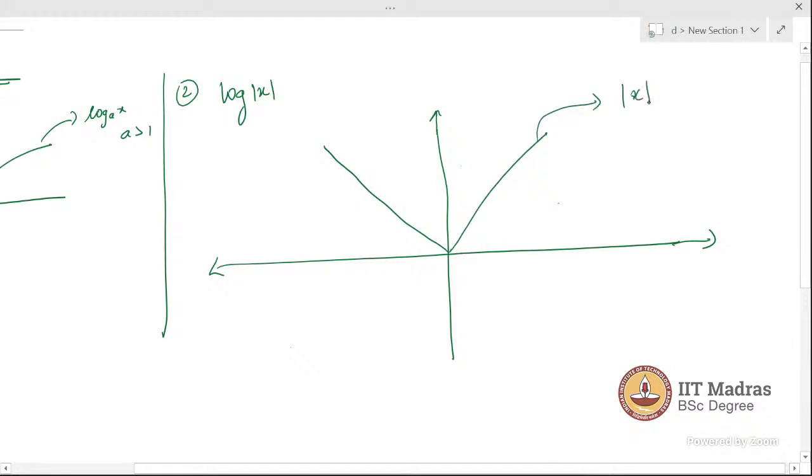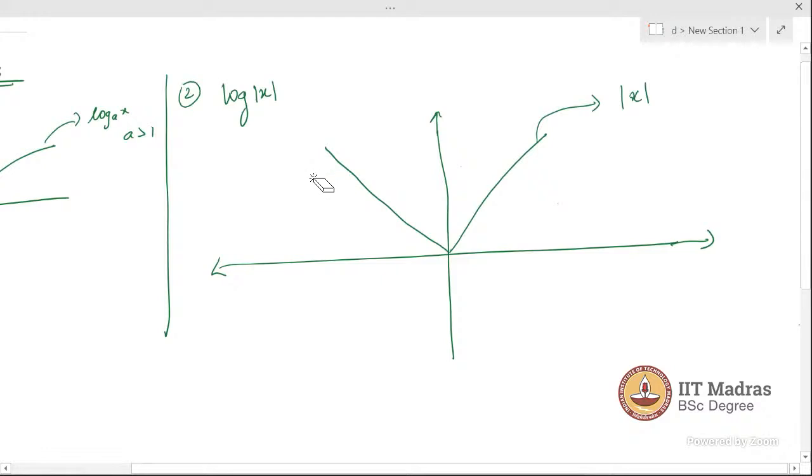Now what about log of mod x? Again, the same way. See, this is increasing this way, and this is increasing this way, correct? So as my x is increasing, this value is increasing. So now I can happily say that at log 1 it will be 0, and this function will go something like this. Correct? So this is going to be my log mod x graph. Not this.